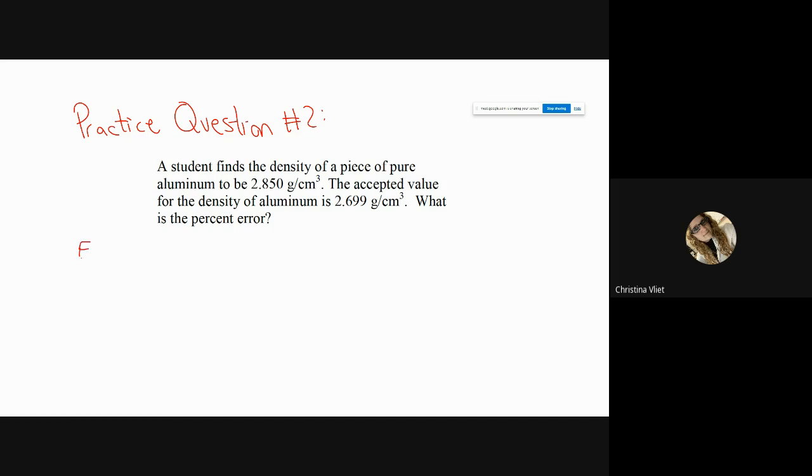So remember, before we find the percent error, we have to find the error in the measurement. So step 1 is always to find the error. So I'm just going to write a little 1 next to it this time. 1, error. To find the error, you need to subtract the 2 values you're given. The one that you got in the experiment and the one that is supposed to be the true answer. And so what you got in the experiment is 2.850. And the one you were supposed to get was 2.699. So this comes up with 0.151 grams per centimeter cubed.